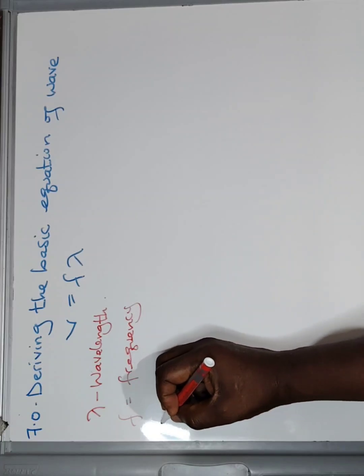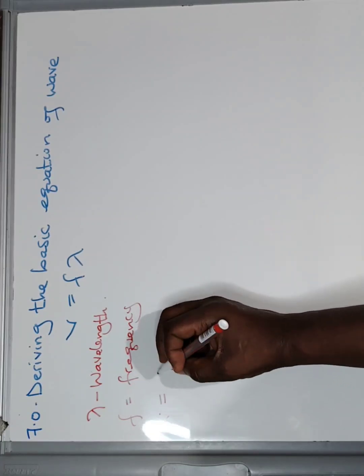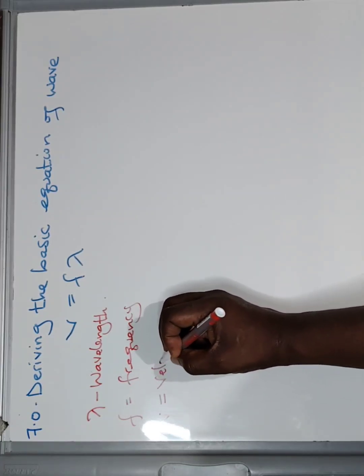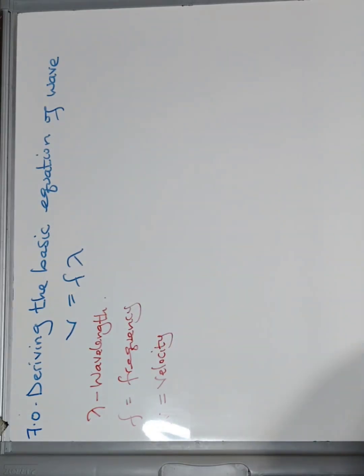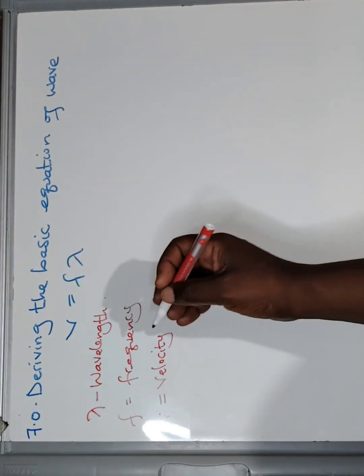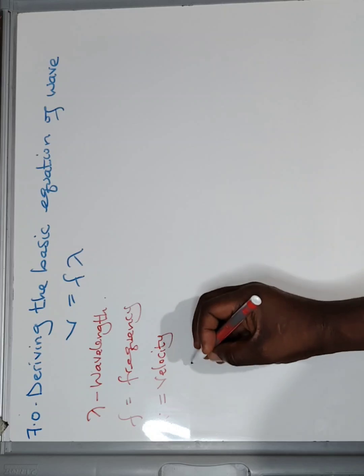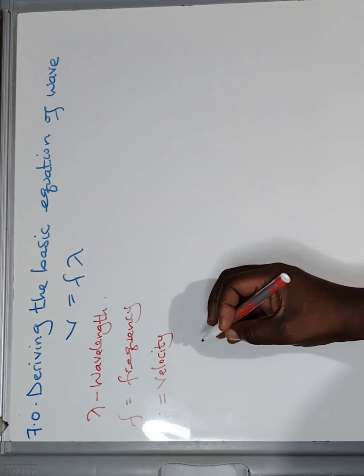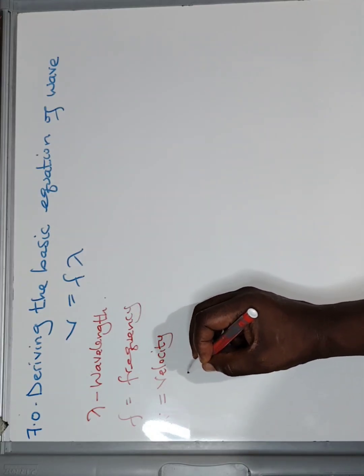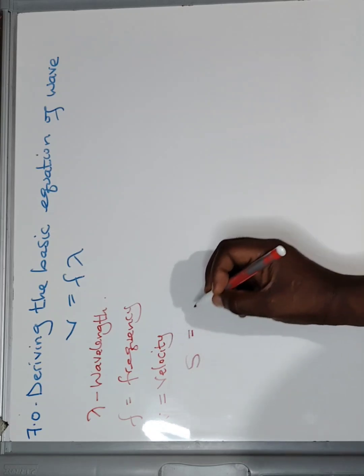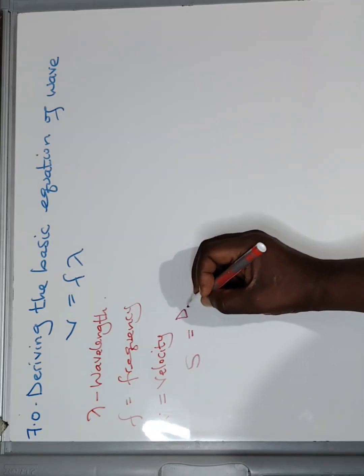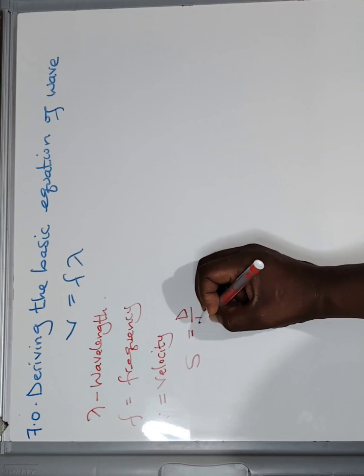Then we have our v, which is the velocity at which the wave is moving. So this is what we have to remember. This equation was derived from this definition, from this expression, which says that speed is equal to distance over time.